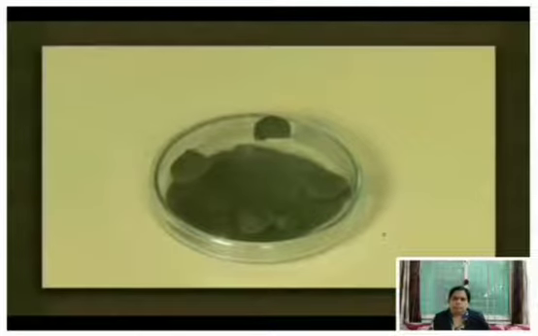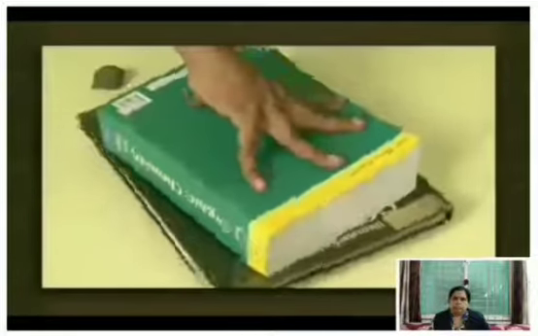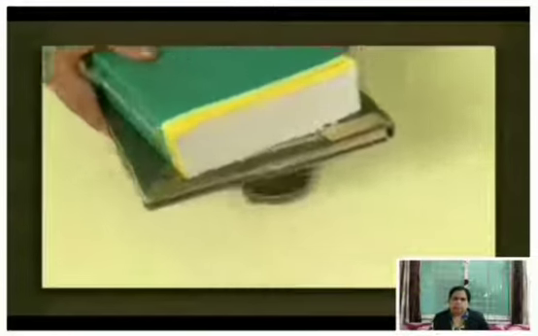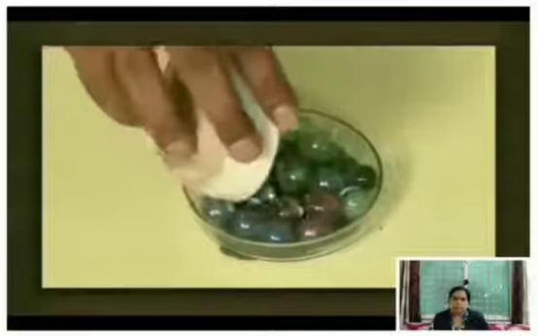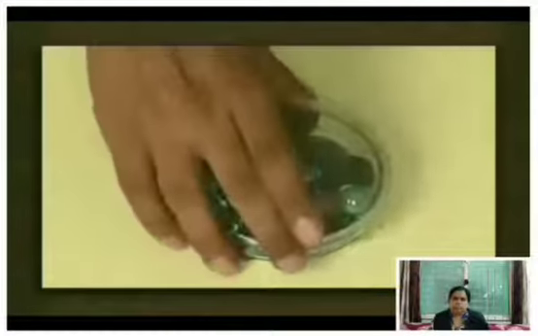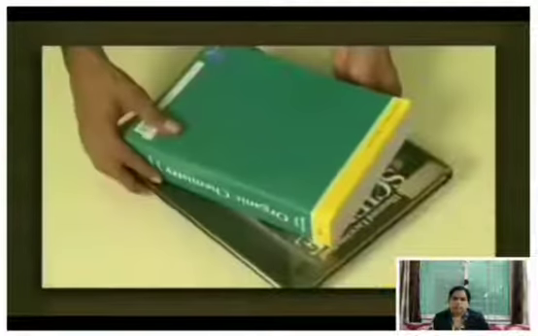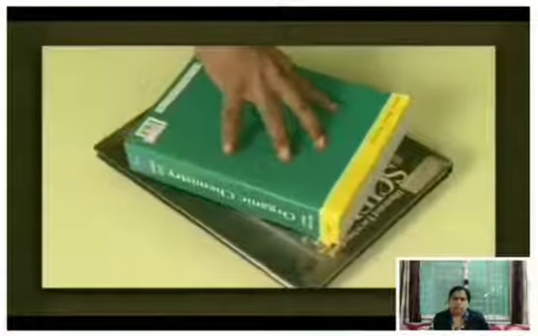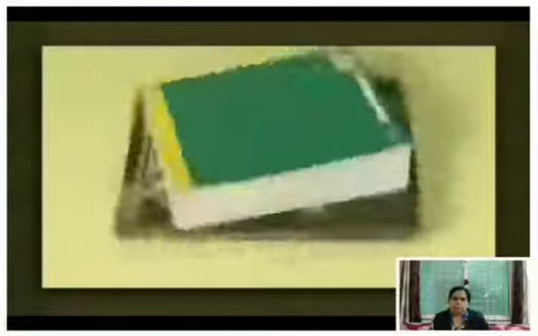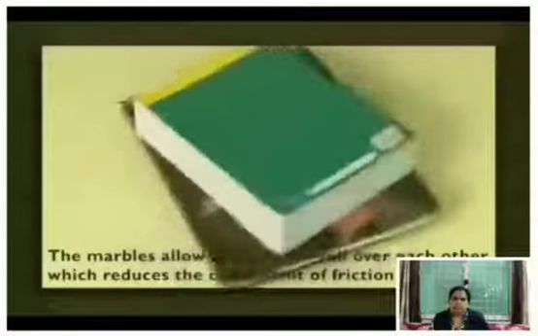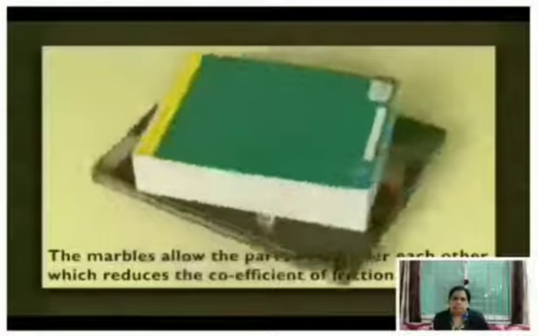Take some hard-bound books and place them on the disc. Press a bit. Now rotate it on the disc. The books rotate a bit and come to a stop very soon. Remove the books. Now put some marbles on the small disc. Now cover it again with the big disc and books. Now rotate the books. They rotate very smoothly. Do you know why? It is because marbles allow the parts to roll over each other, which reduces friction.